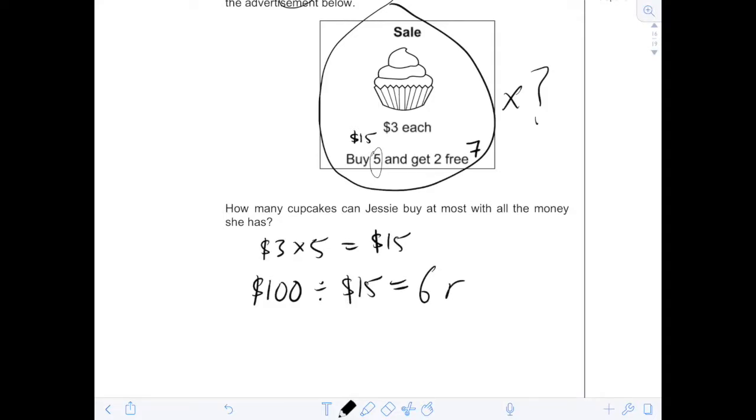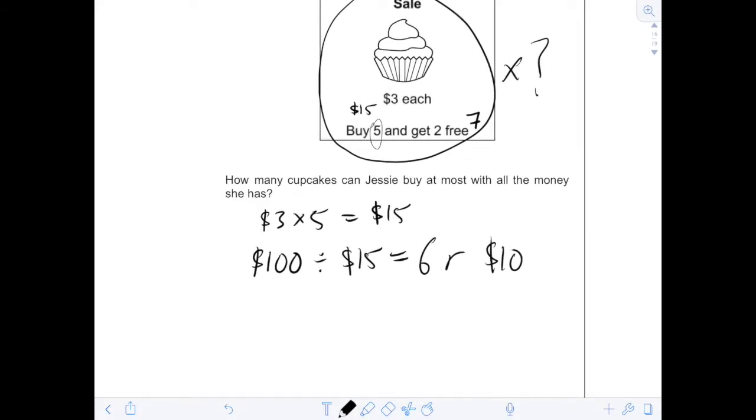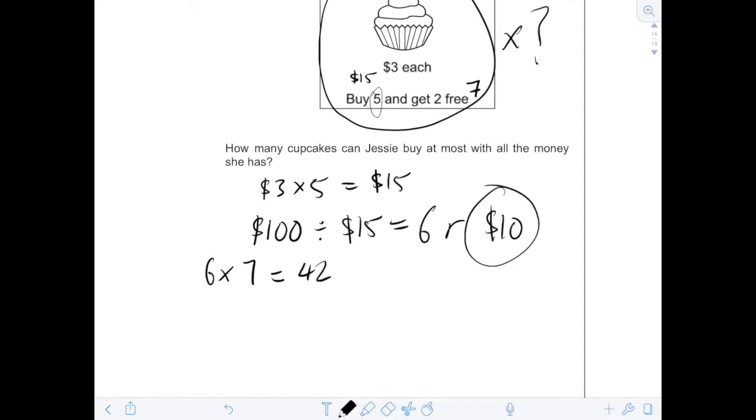The remainder would be $10. So there's remainder $10, right? It means that we can buy 6 times 7 cupcakes because it's 6 sets and each set got 7 inside, which will give you 42. Then now we have to deal with the $10 here. That is it's not enough to actually buy one full set because you need $15 for one full set. So for this case, you just have to take the $10 divided by $3 to buy 3 individual cupcakes, which is not inside the bundle. You get 3 remainder 1.